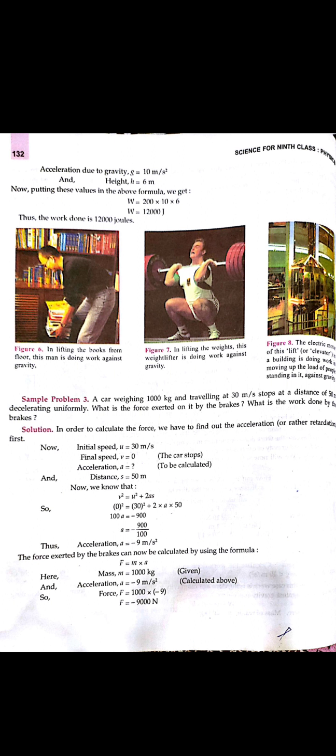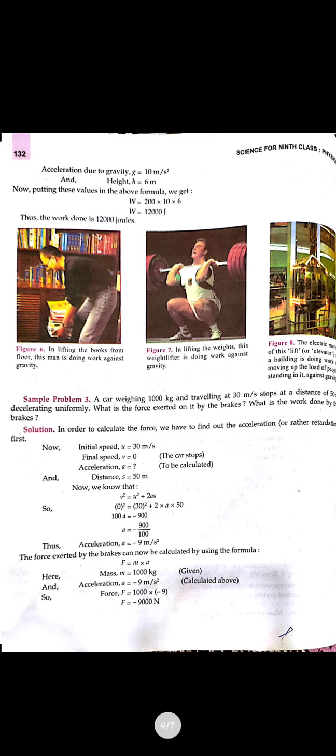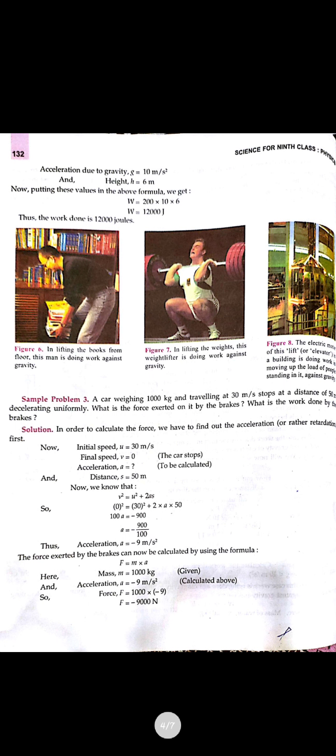See question number 3: a car weighing 1000 kg and traveling at 30 meter per second. Now the speed is already given and we don't know the formula for the work done directly. We already know the equations of motion, so from there we can find the other values required for work done. So 30 meters per second, then it is stopped. Stopped means the final velocity will be 0. Initial velocity is 30 meter per second, and it is displaced through 50 meters. So s will be 50 meter.